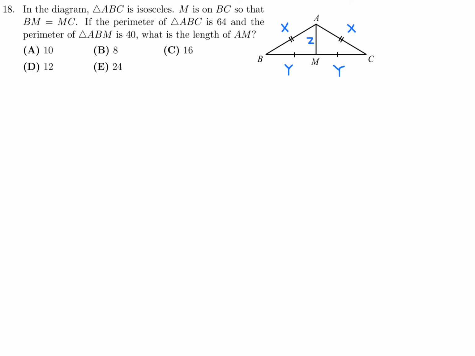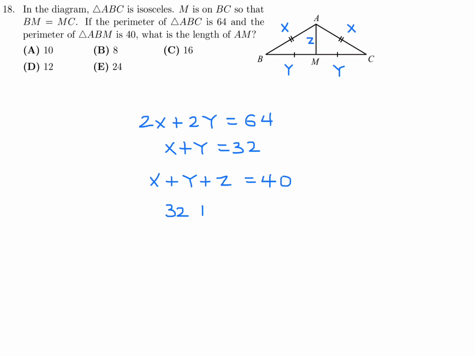So based on the information they gave me in the question, the perimeter of ABC is 64. So that means that 2X plus 2Y is 64. Therefore, X plus Y is 32. And then the perimeter of ABM is 40. So that means X plus Y plus Z is 40. So that means 32 plus Z is 40. And therefore, Z is equal to 8. And Z is what I had chosen to represent AM. Therefore, number 18, the answer is B.